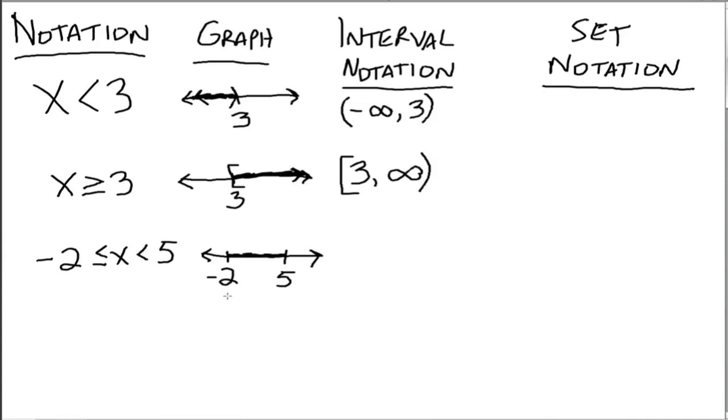And then we ask, what happens at negative 2? Is negative 2 included? Yep, so negative 2 is included, so a bracket. 5 is not included, so a parenthesis. So the interval notation for this would be bracket, negative 2, comma, 5, parenthesis. All three of these notations say the same thing, just in a different form. And interval notation is used quite frequently because it's a nice, easy one to write out.